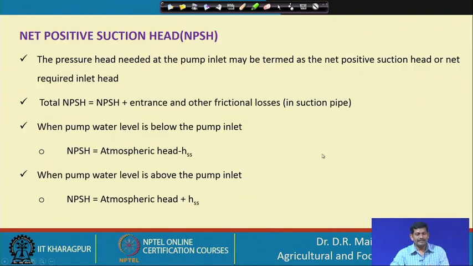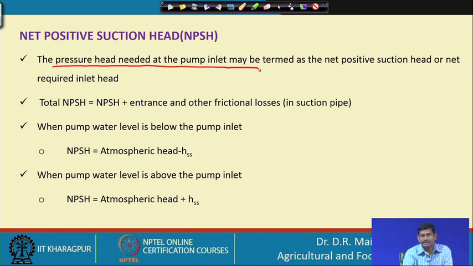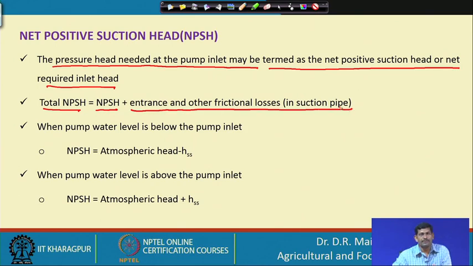Then the net positive suction head, which we introduced in the previous slide, is the head needed at the pump inlet, and may be termed the net positive suction head or net required inlet head. So, the total net positive suction head will be equal to the net positive suction head, entrance and other frictional losses in the suction pipe.